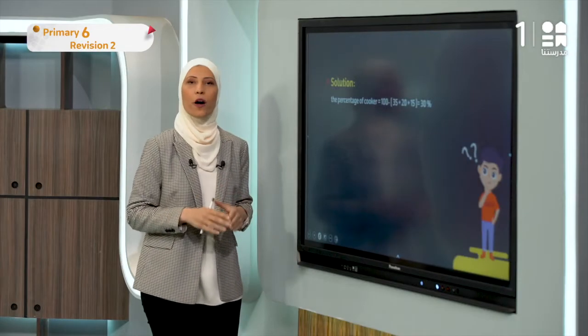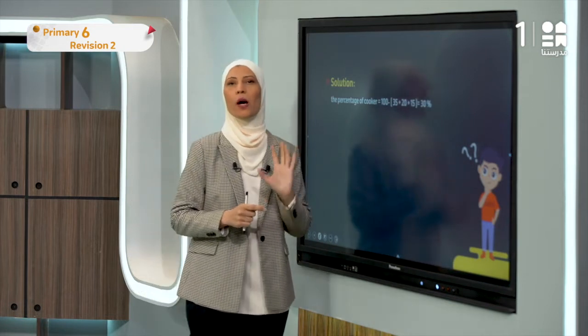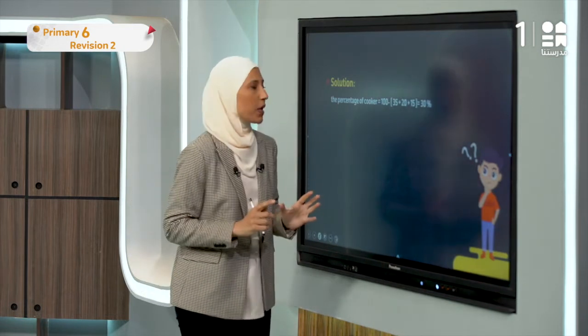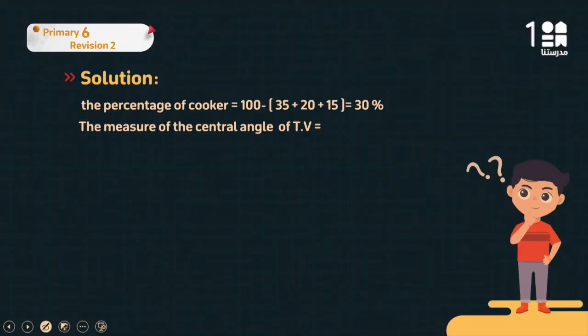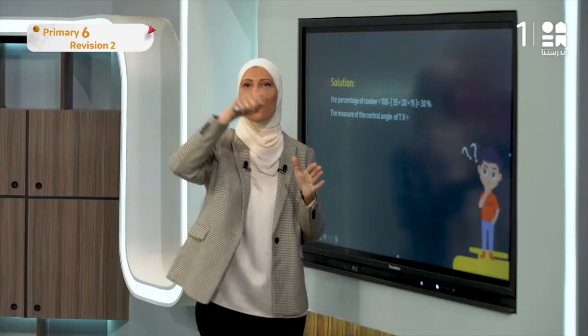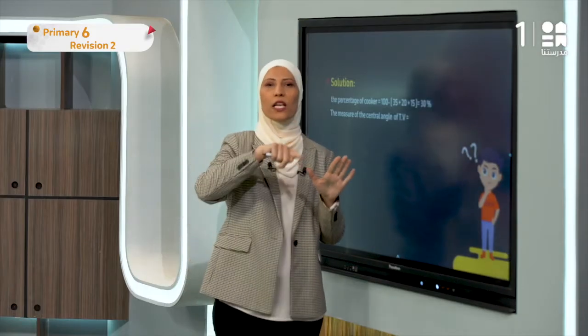Then I am going to find الانجل بتاع كل ماشين. طب أول حاجة عندي التي في هعمل إزاي؟ The measure of the central angle of TV هعملها إزاي؟ هاخد البرسنتج بتاعتها times 360 degree. Let's remember why it's supposed to be 360 degree. The measure of the angle of the circle. أي circle في الدنيا التوتال measure angle equal إيه؟ 360.